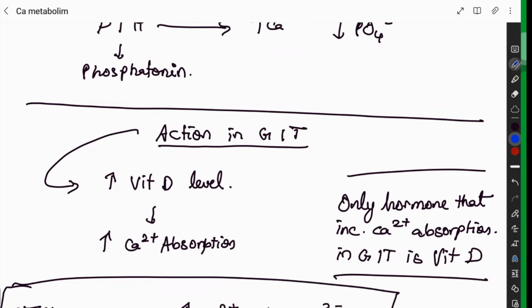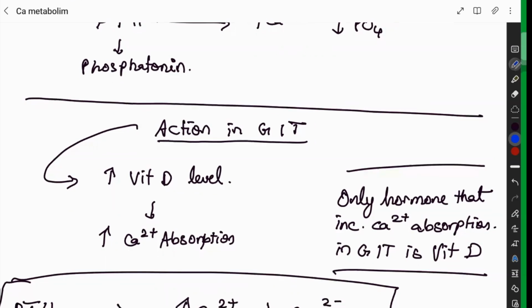And because vitamin D is produced in large amounts, there is going to be an increase in calcium. So remember, the only hormone that is going to increase calcium ion absorption in your GIT is your vitamin D. Okay?